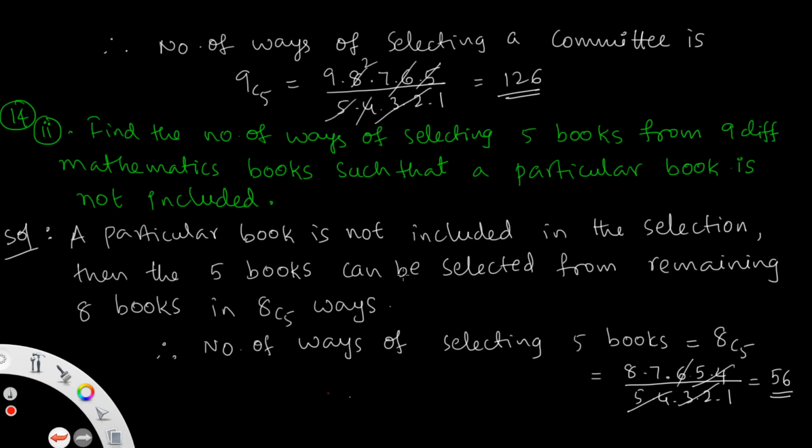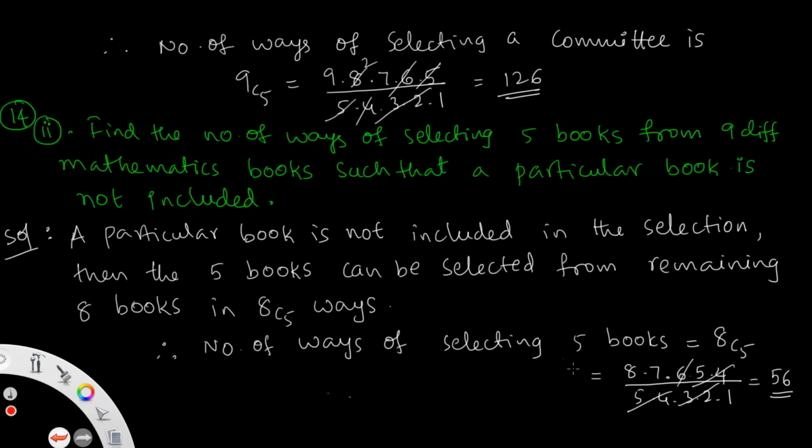Out of these 9 mathematics books, one particular book is not included, so keep it away. Then you have 8 books, and in these 8 books you have to select 5 books only. So the number of ways of selecting 5 books out of 8 is denoted by 8C5, which is 56. Just think, Nana, don't imagine.